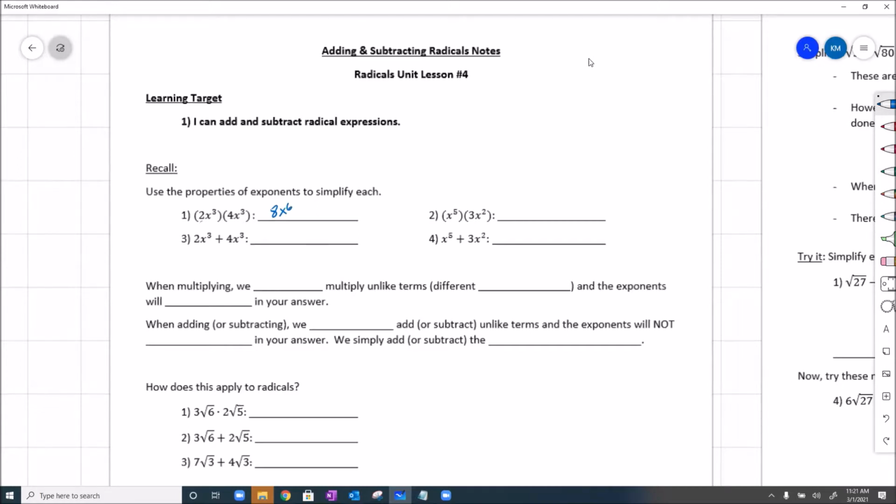Number 2, x to the 5th times 3x squared. Okay, so 1 times 3 is 3. X to the 5th times x to the 2nd, x to the 5 plus 2, 7.